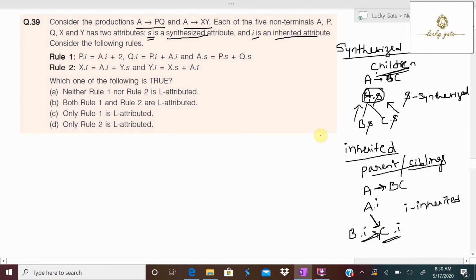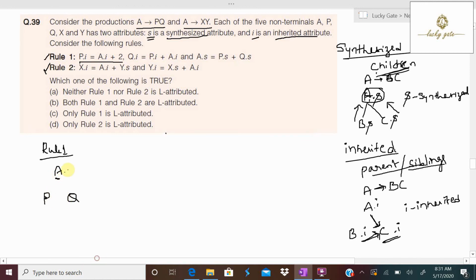Okay. Coming to the question, here they have mentioned 2 rules. This is rule 1 and rule 2, based on the productions A tends to PQ and A tends to XY. Rule 1, the first rule, is Pi equal to AI plus 2. It is a rule on the production A tends to PQ. If I have a syntax tree for the A tends to PQ production, you can find A here and P and Q here.